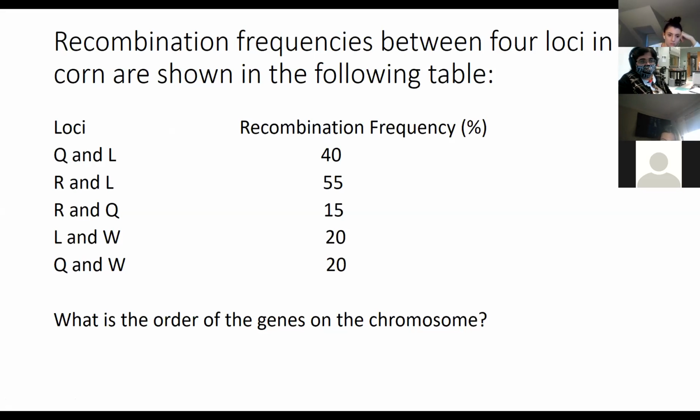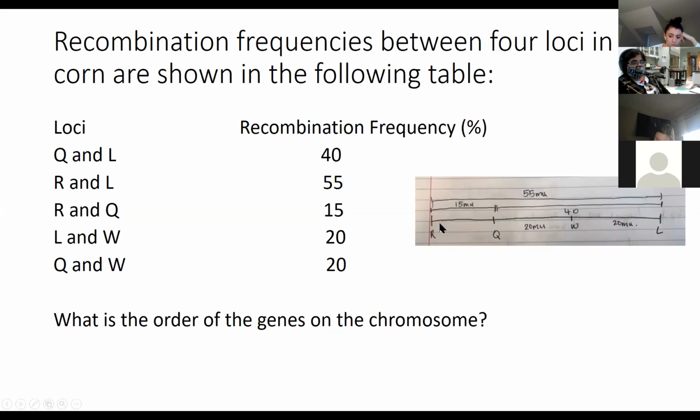Yes, please. Okay. So what is the first thing we do? Do you go with the longest chain? Yes. So the longest recombination frequency here we see is 55, right? That means R and L are very far apart, right? So we have the 55 map units for R and L. We have that written out.